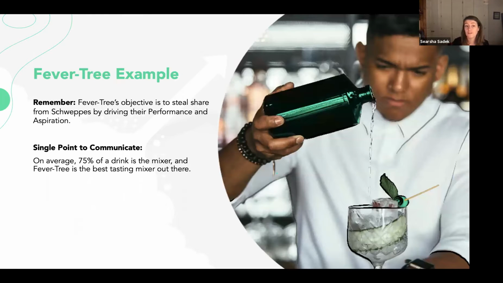The example with Fever Tree is going back to how much gin or tonic is there in a drink? On average, 75% of a drink is the mixer. So of all that you're drinking, it's much more important that you have a good mixer than it is a good gin. So that's the single point that they communicated: 75% of a drink is the mixer on average, and Fever Tree is the best tasting mixer out there.